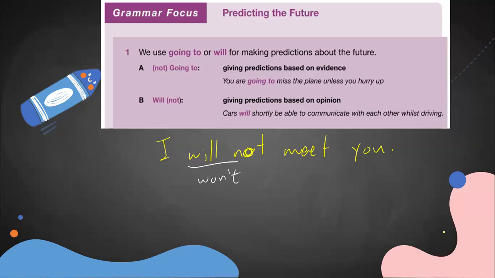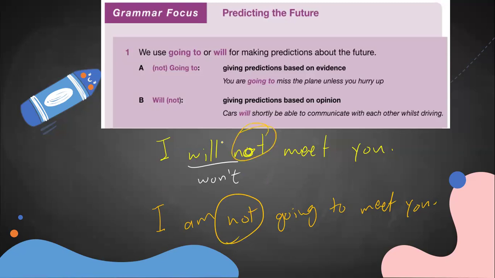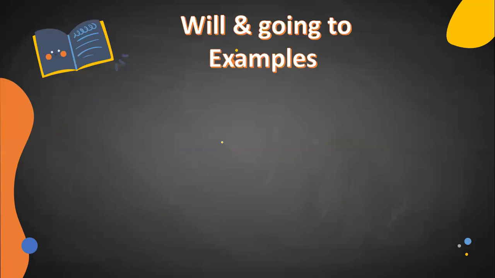Okay, what about going to? We have to start again with the subject, like I, then am, the verb to be. After that, the word not. I am not going to meet you tomorrow. So we have the word not. Okay. Now let's write some examples to make everything clear.